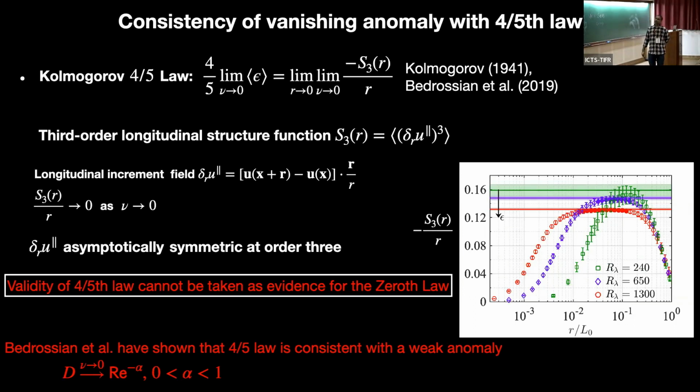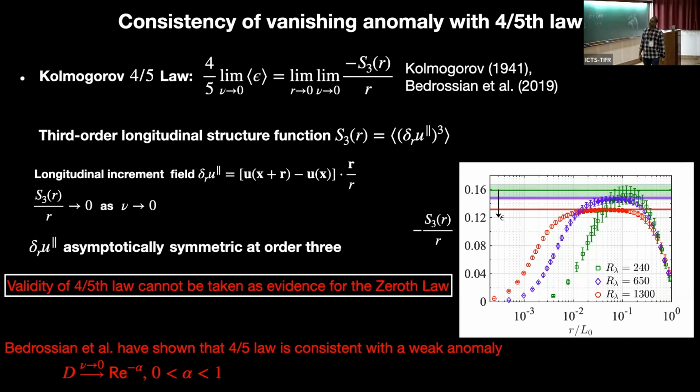In the morning, there was also some talk about the relation with the dissipative anomaly in the 4/5 law. So I put down the Kolmogorov 4/5 law here. This is what the 4/5 law is. And notice that if the mean dissipation goes to 0 in the limit, what it's telling you is that the third order longitudinal structure function, this is the signed quantity, you're no longer considering the absolute value, in relation to R, is going to 0. So S3 is going to 0 faster than R as R goes to 0, and the field is becoming symmetric at order 3. This is what the vanishing anomaly case tells you. So the vanishing anomaly case is not inconsistent with the Kolmogorov 4/5 law.